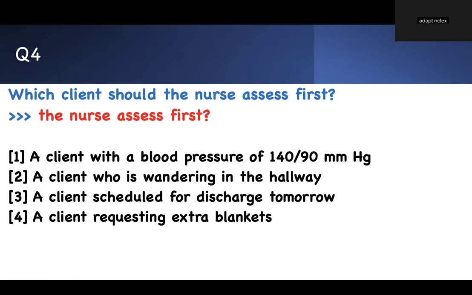You saw a patient who is wandering in the hallway. Should you worry about it? Your patient is scheduled for discharge tomorrow. Should you worry about it? Patient is requesting extra blankets.